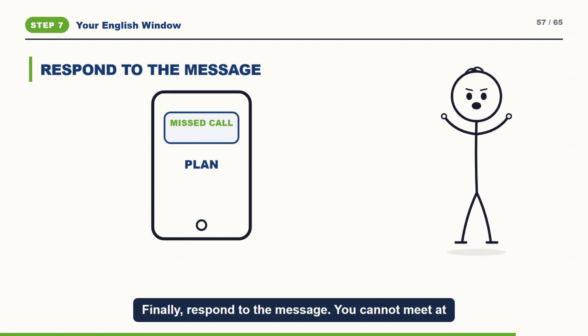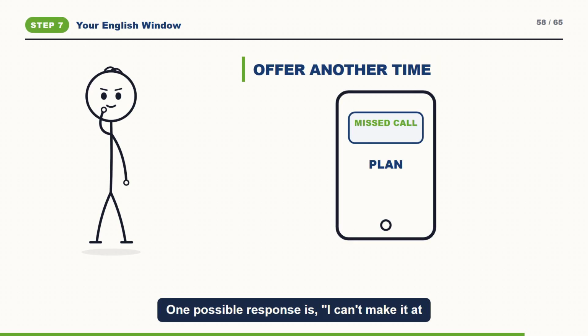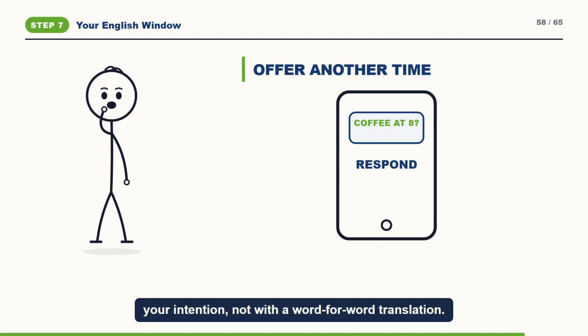Finally, respond to the message. You cannot meet at 8. Give a clear answer and offer another time. Say it now. One possible response is, I can't make it at 8. How about 8:30? That sentence begins with your intention, not with a word-for-word translation.